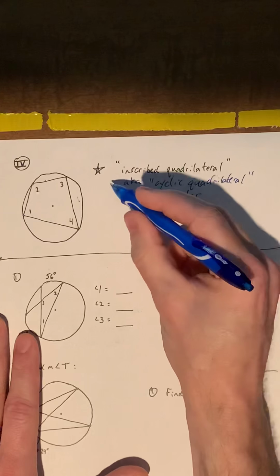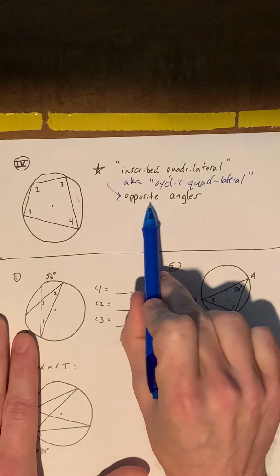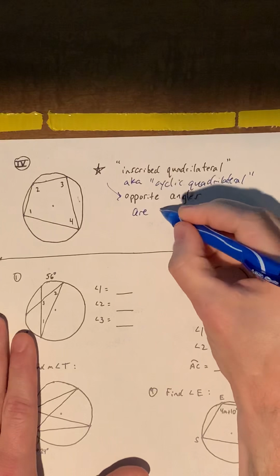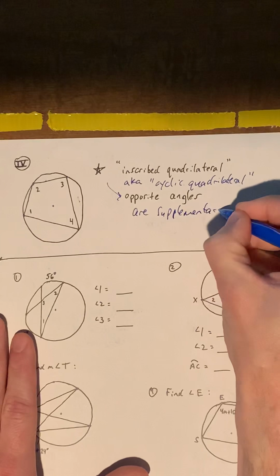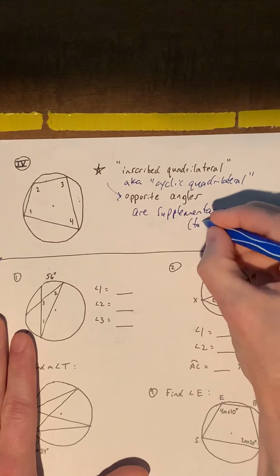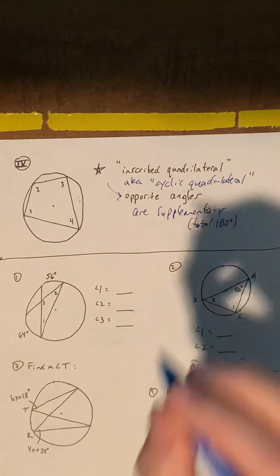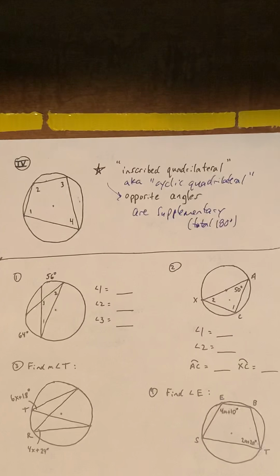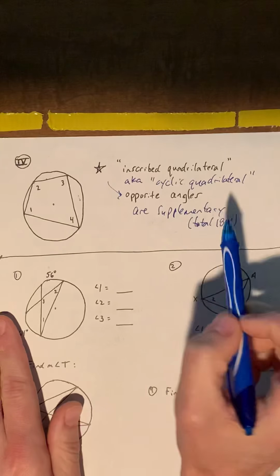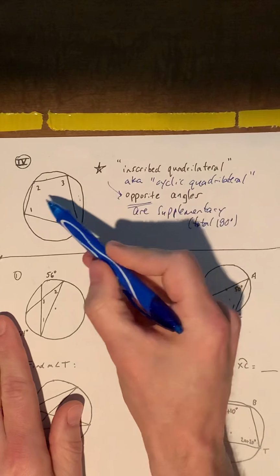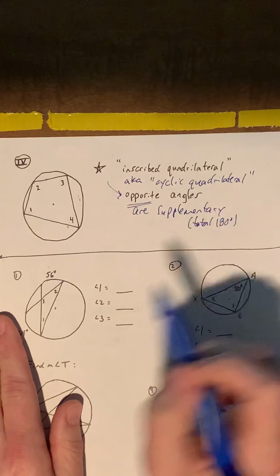All right, the property here for any inscribed or cyclic quadrilateral is that the opposite angles are always supplementary. And remember, that means that their total or sum is 180 degrees. Now the opposite angles, guys, not the consecutive angles. Not 2 and 3 or 3 and 4, but the opposite angles. So like 1 and 3 add up to 180. 2 and 4 add up to 180.